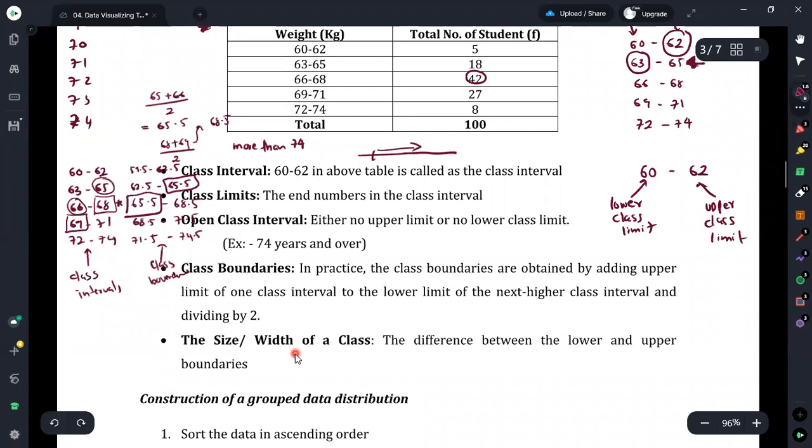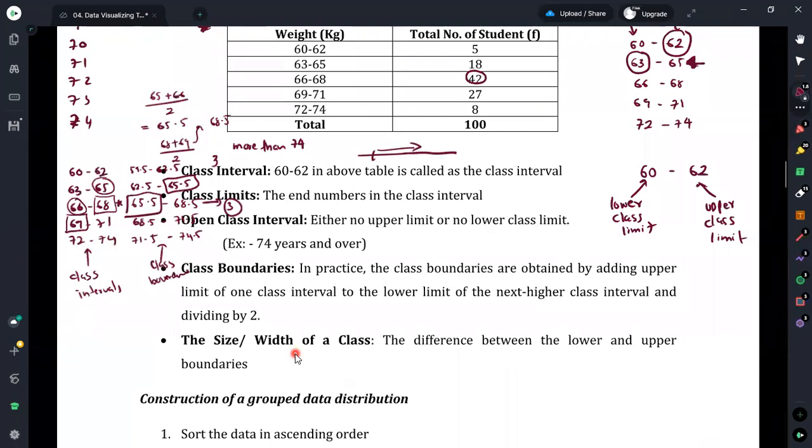Simply, if you consider this example here, the difference is 3, and therefore the width of this class is 3. If you consider this class, the difference is 68.5 minus 65.5. Again, we get the value as 3. Therefore, this is the width of the next class as well.